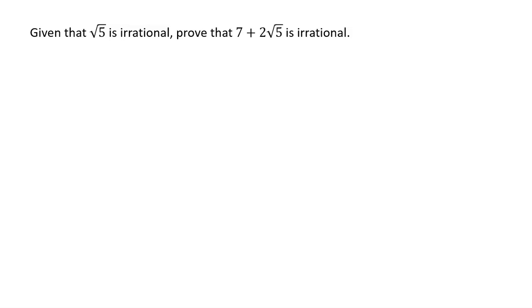Second question was that given root 5 is irrational, I want to prove that 7 plus 2 root 5 is also irrational. So to start with this one, I need to come up with my contradiction. Now my contradiction is going to centre around this statement here, that 7 plus 2 root 5 is irrational, because that's like the ultimate goal. So I'm going to come up with a contradictory statement that says assume 7 plus 2 root 5 is rational. And I'm going to work from there.